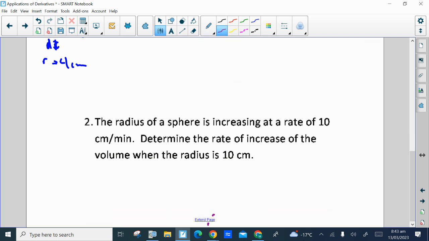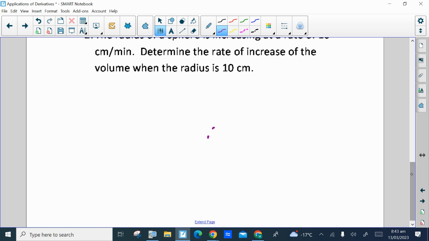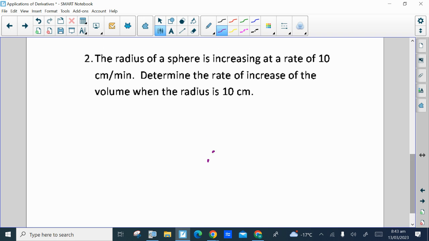The radius of a sphere is increasing at a rate of 10 centimeters per minute. So that would be dr by dt, the rate of change of radius with respect to time, 10 centimeters per minute. Determine the rate of increase of the volume. So we want to find dV by dt.